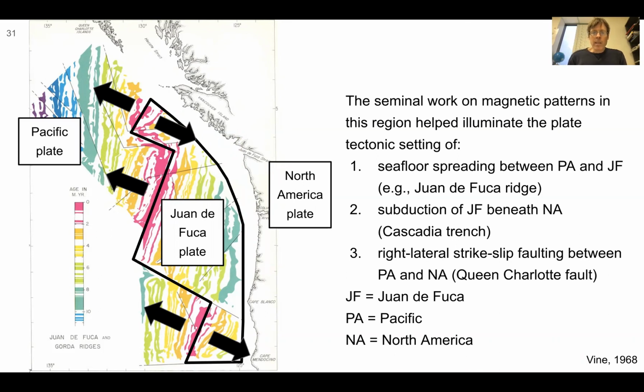and the seminal work on magnetic patterns helped illuminate the plate tectonic setting of seafloor spreading between Pacific and Juan de Fuca, subduction of Juan de Fuca beneath North America, and also right lateral strike slip faulting between Pacific and North America on the Queen Charlotte fault, and also, of course, to the south, consistent with the San Andreas fault.